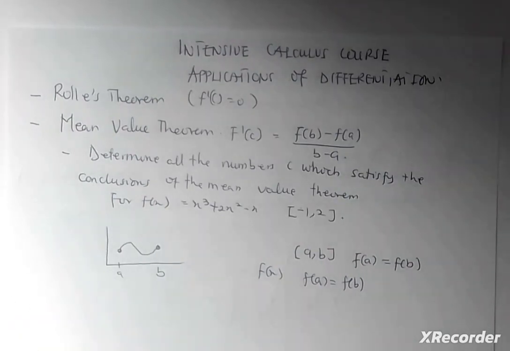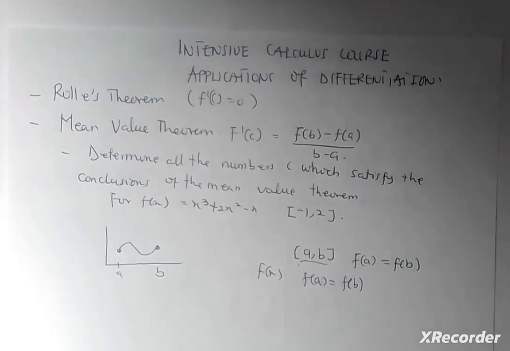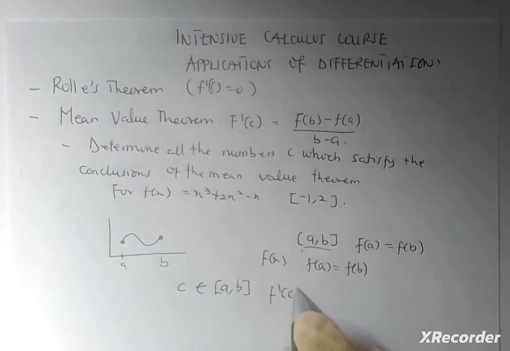So if all these conditions are satisfied: condition 1, the function should be continuous on this interval, there shouldn't be any break. Condition 2, it should be differentiable, and once it is differentiable it is continuous. Condition 3 is f(a) should be equal to f(b). Then, what the theorem is saying is there is a particular number c which is a member of this interval (a, b), so that if you find f'(c), we are going to get 0. This is how this theorem is represented.